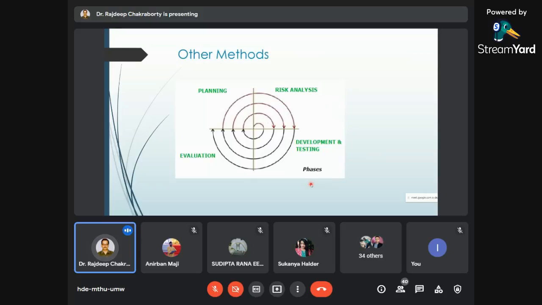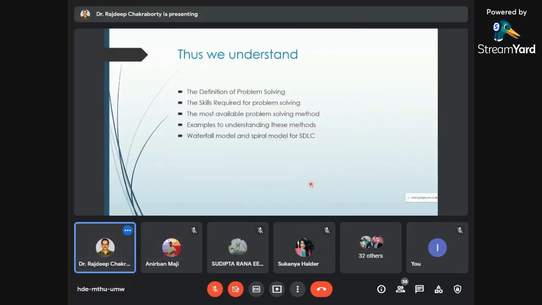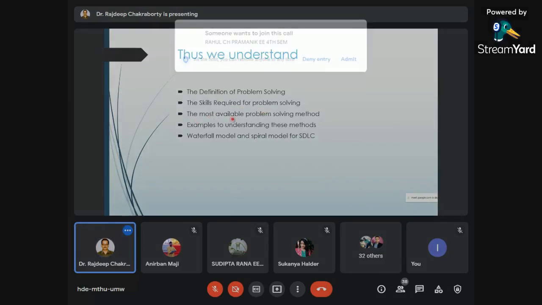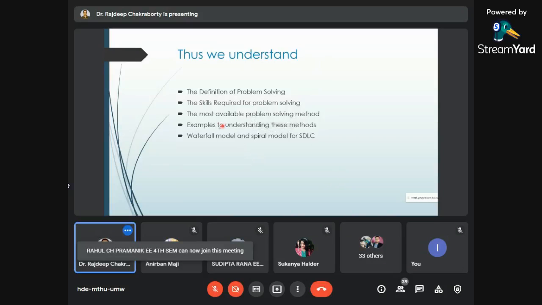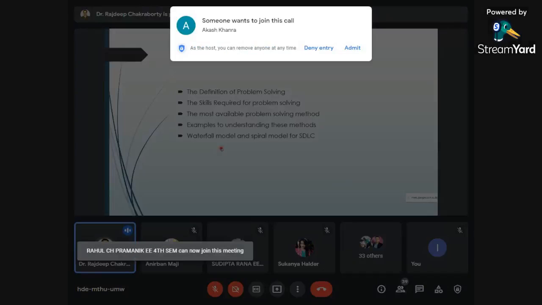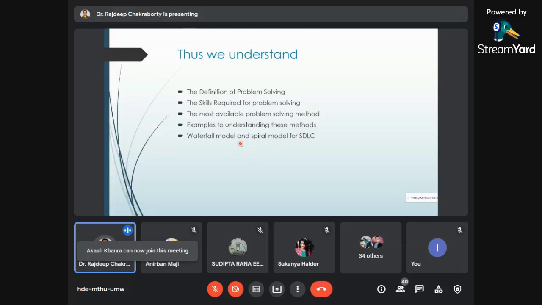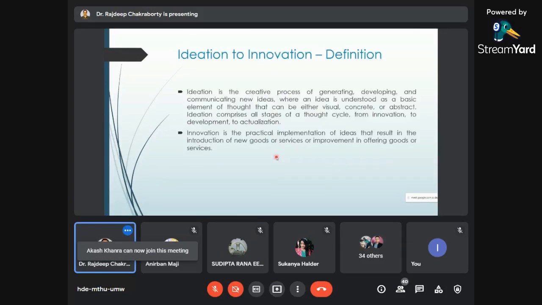But if someone gives you software in AI, ML, deep learning, or other new technologies, then obviously you have to perform a spiral or repetition of this model. Okay, thus in the problem solving part, we understood the definition of problem solving, the skills required for problem solving, the most available problem solving methods, examples to understand these methods, and very good examples of the waterfall model and spiral model for skills. Now coming to ideation to innovation.